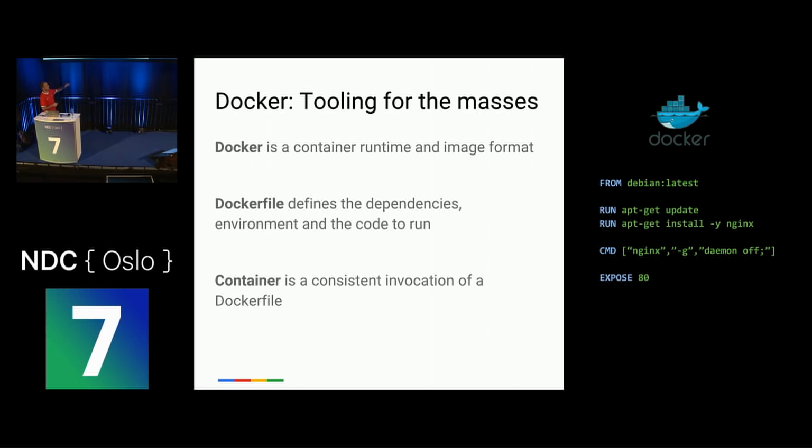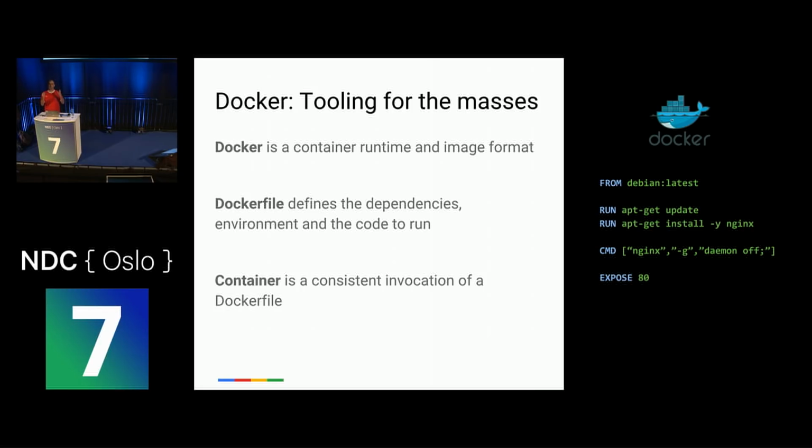So for example, in this case, it's a really simple example, but we are depending on the Debian latest image. We are installing some packages, in this case Nginx. We're exposing port 80 in the container, and we're also defining how to run this application. In this case, it's just an Nginx application.